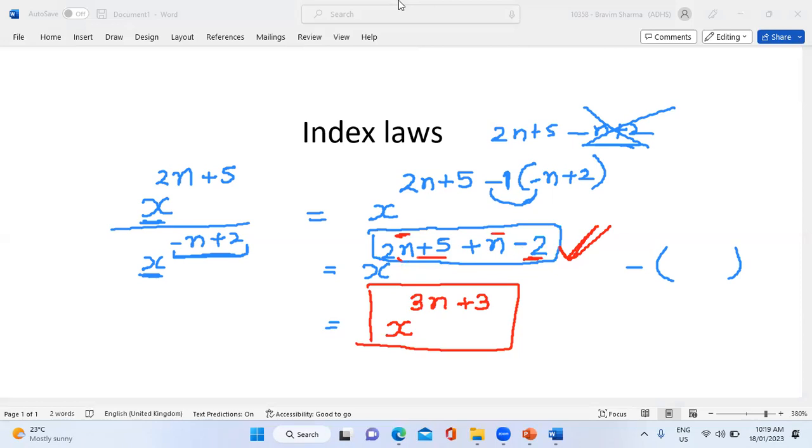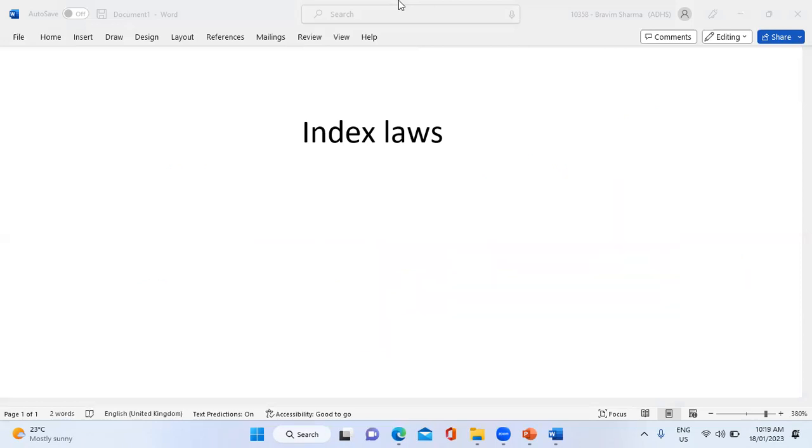Okay. So this was the index law with division. Now we can discuss some questions which are based on the two laws, multiplication and division.